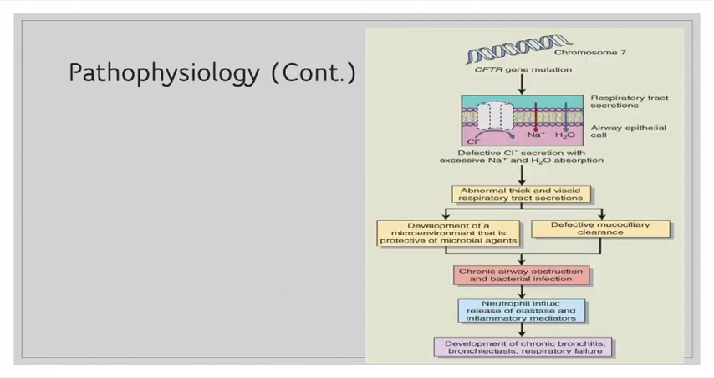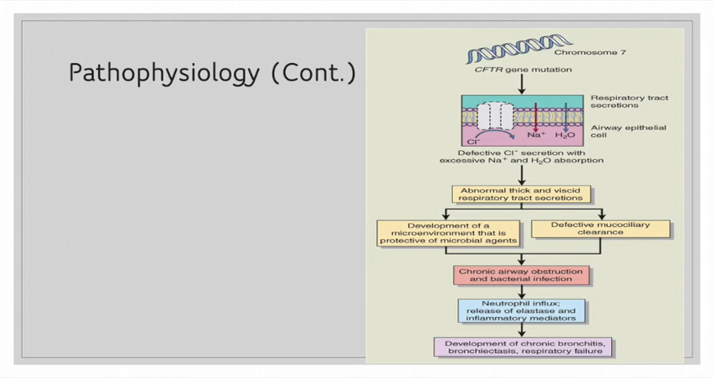So this is a nice picture that I found in one of the textbooks, and it pretty much just sums up what I talked about on the last slide. So at the very top, you can see there's that CFTR mutation, which then affects the chloride as well as the sodium and water absorption. And then obviously that affects the other parts of the organ systems.